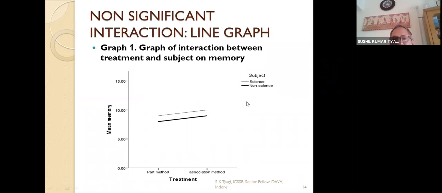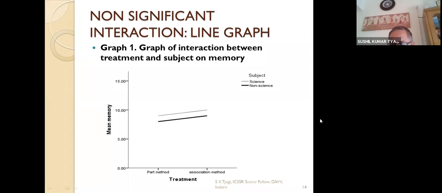Therefore, there is no interaction. Why? Because there is no mixing of levels. Science is better than non-science at both the levels of method. Similarly, the association method is better than the part method for both the levels of science subject. Thus, there is no mixing of the two. Therefore, there is no interaction. And by visual inspection of the graph, the lines are exactly parallel. Therefore, there is no interaction.